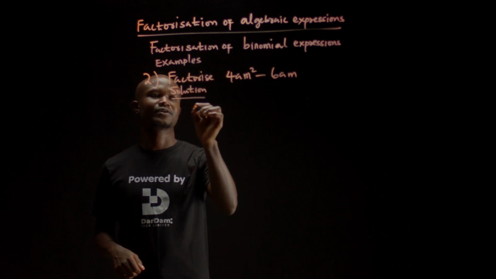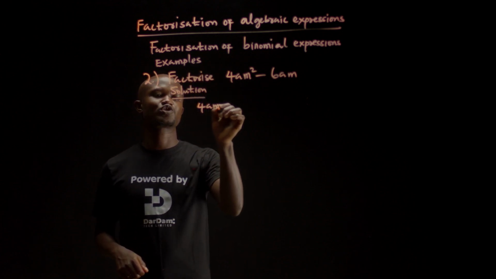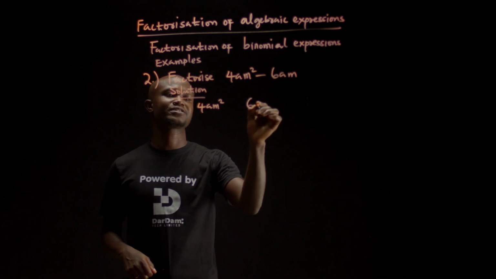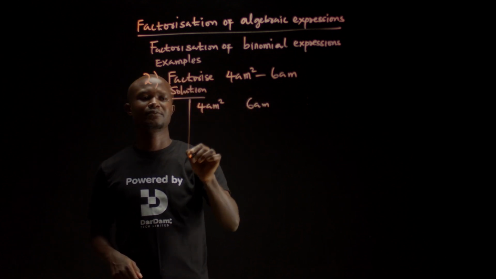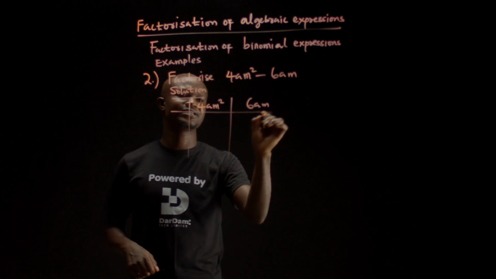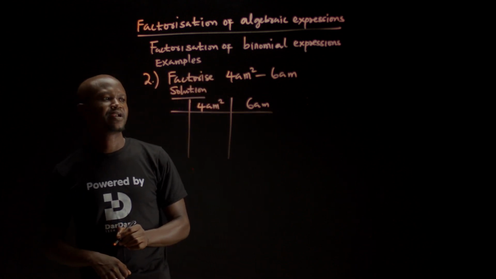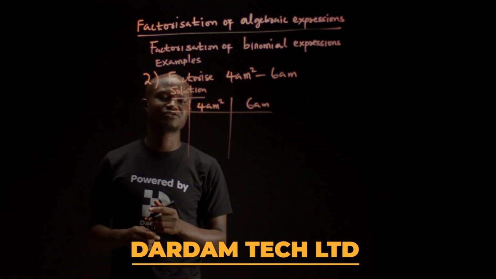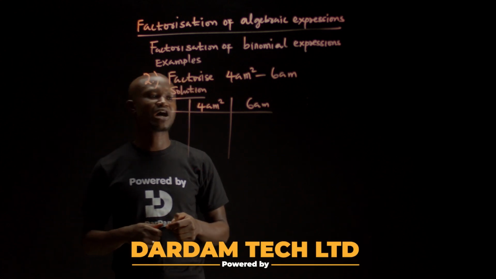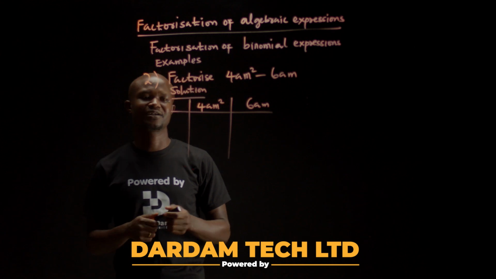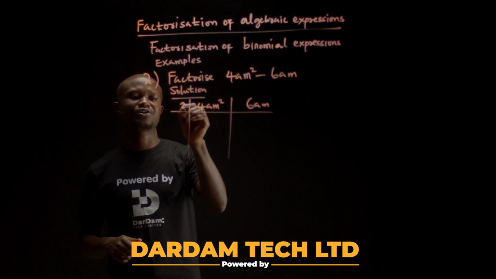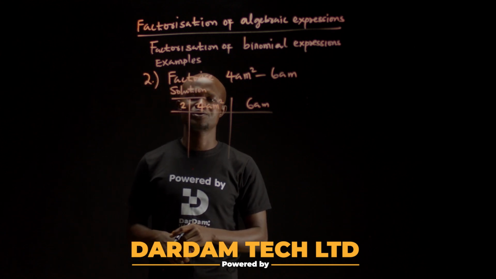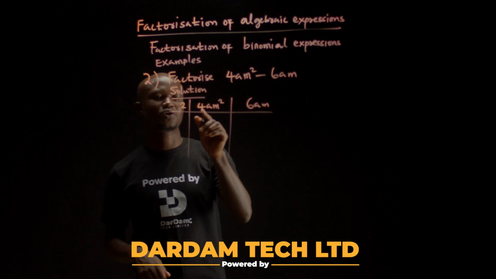Now, 4am squared and we have 6am. Let's use our table to get the ACF. Now in this case, what number will divide 4 and 6 without having any remainder? Apart from 1, we can use 2. So we use 2. If we use 2, what do we have?